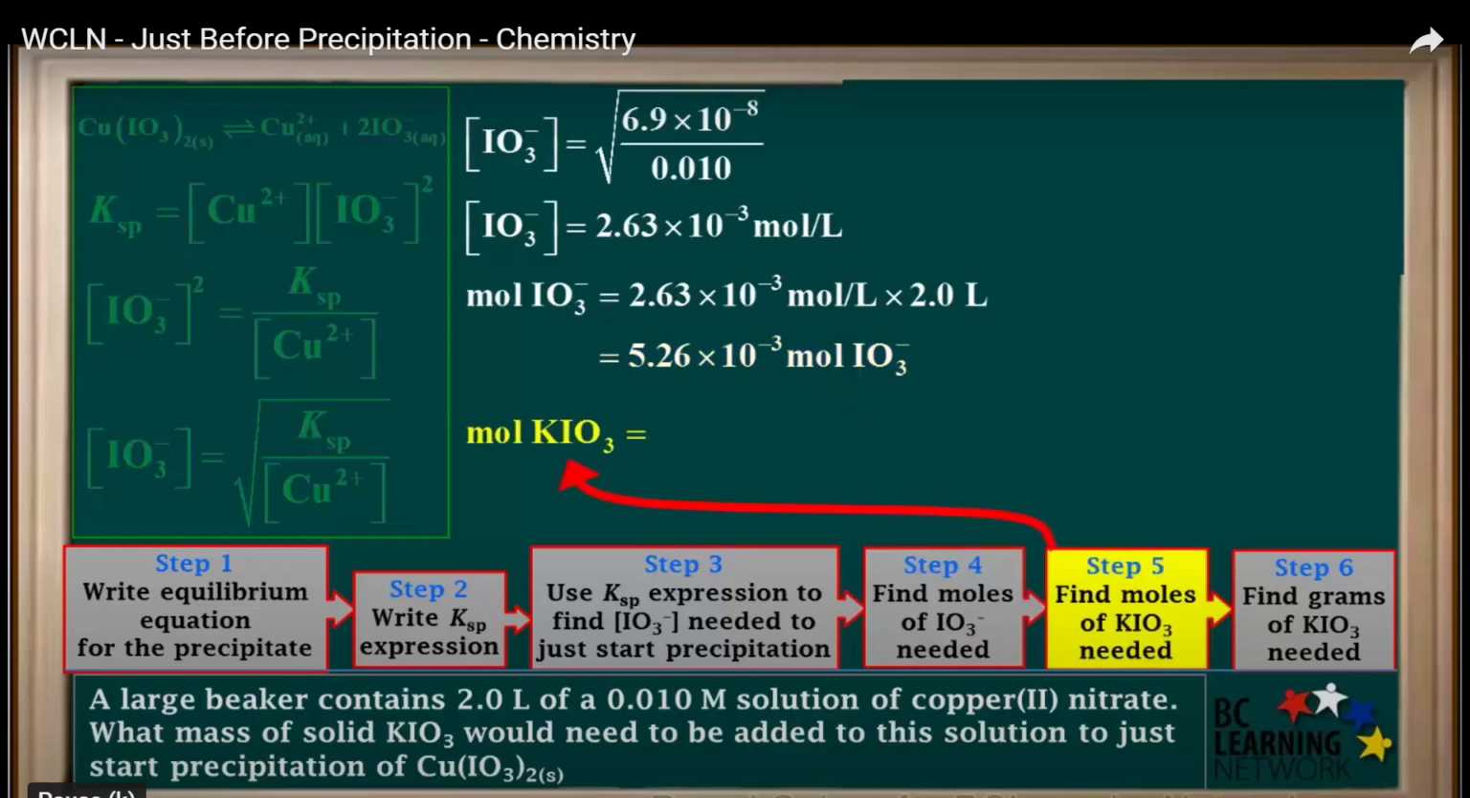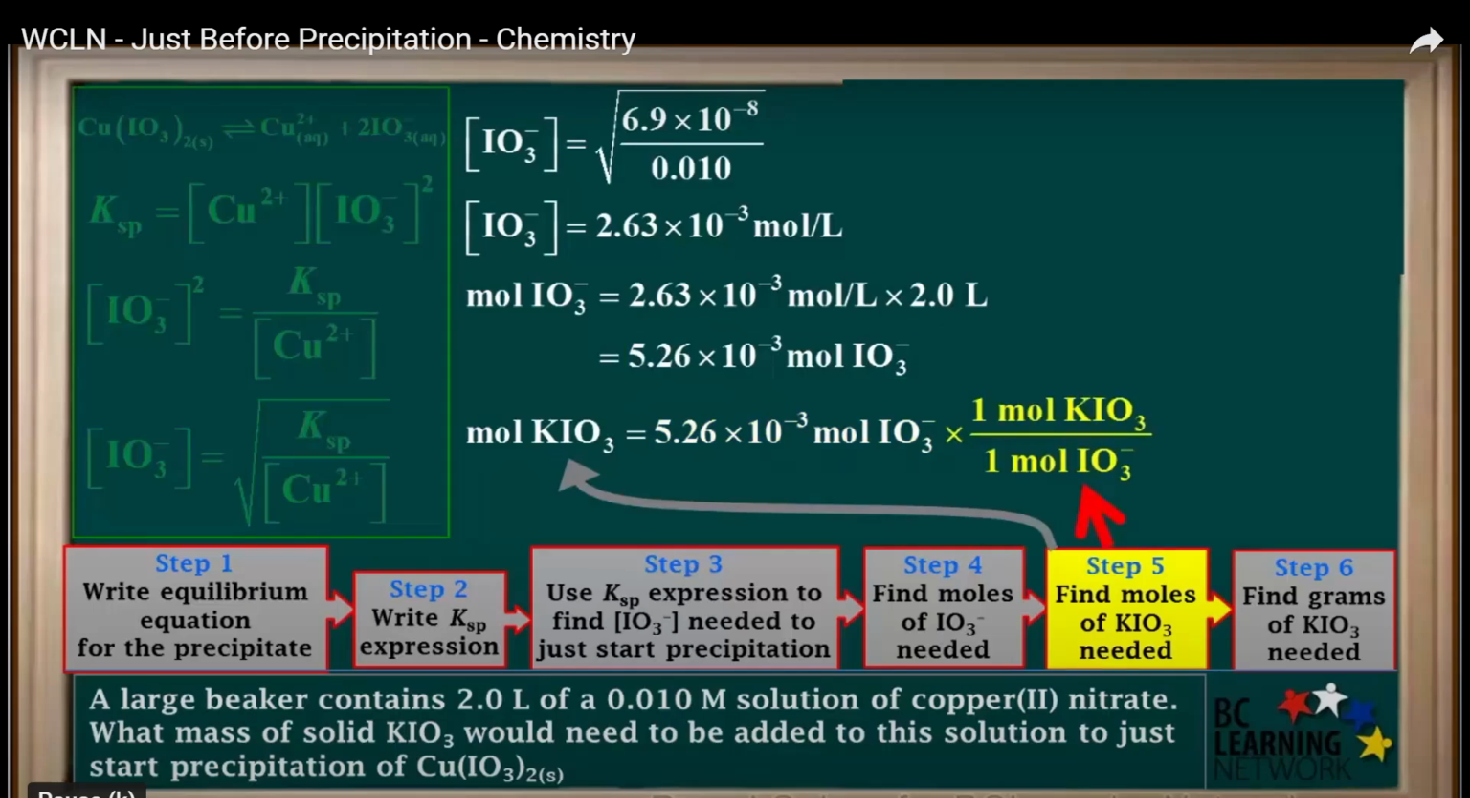In step 5, we want to find the moles of KIO3. KIO3 contains 1 IO3-. So moles of KIO3 equals 5.26 times 10 to the negative 3 moles of IO3- times 1 mole KIO3 over 1 mole of IO3-. If you don't write that step, it's okay. You can just say moles of KIO3 are equal to moles of IO3- because it is 1 to 1. And that equals 5.26 times 10 to the negative 3 moles of KIO3.